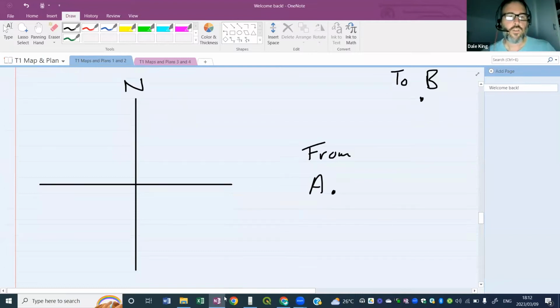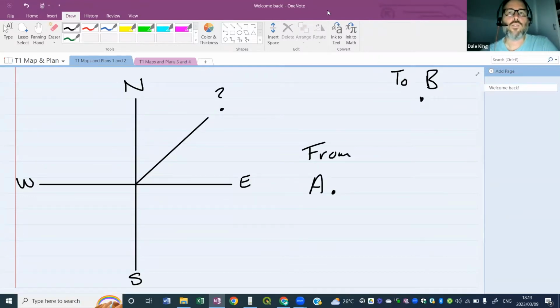Everyone knows that north is always up, and south is at the bottom, opposite north. Then you just think of the word "we". W is on the left and E is on the right. So think of the word "we": it's west and east. Now the question is, what is this direction between north and east? Can anyone put in chat, what is this direction between north and east?